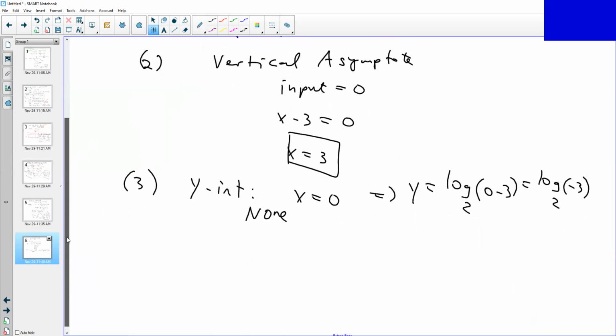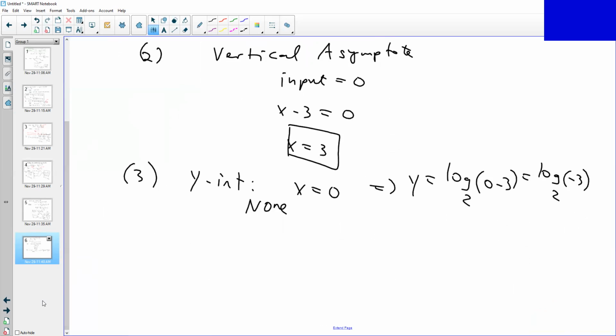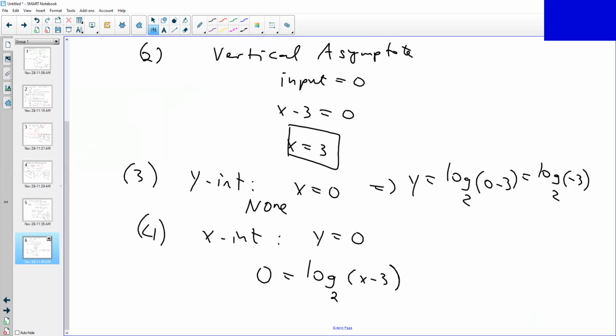Okay, now next I'll look at the x-intercept. To find the x-intercept, I'm going to make y 0, right? So y will equal 0. If y is 0, then I have this: 0 equals log base 2 of (x minus 3).